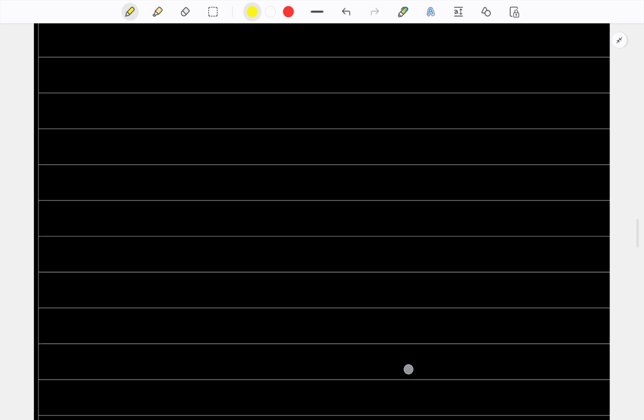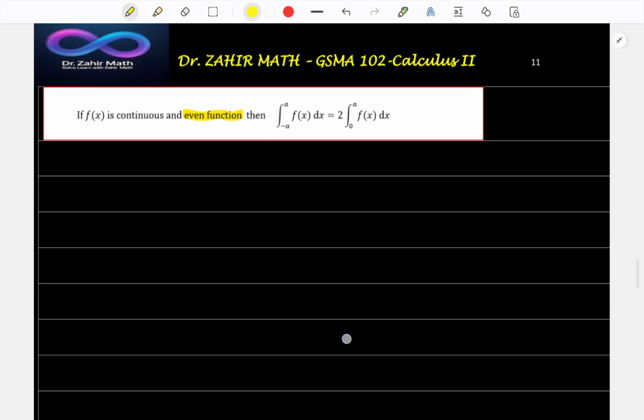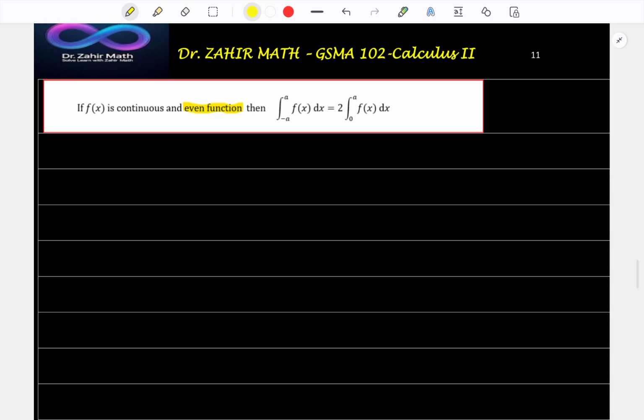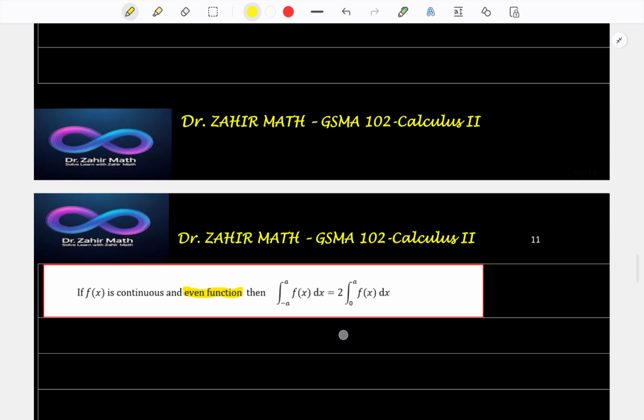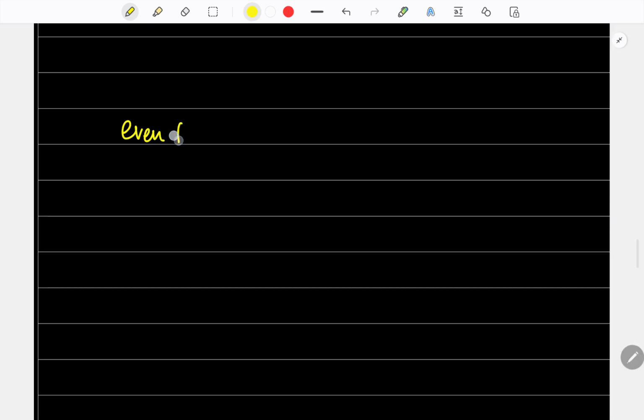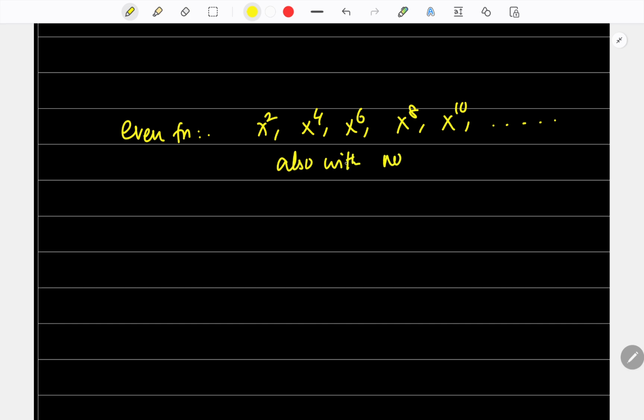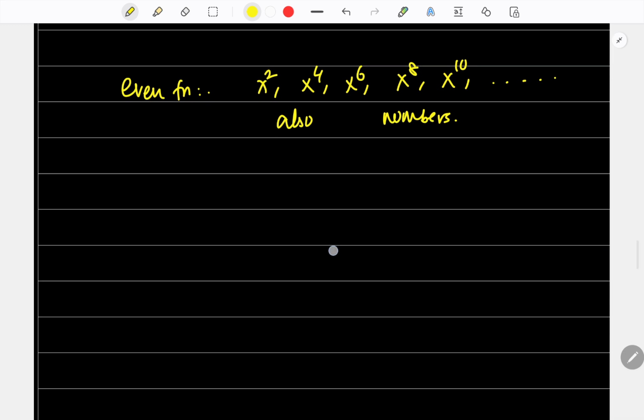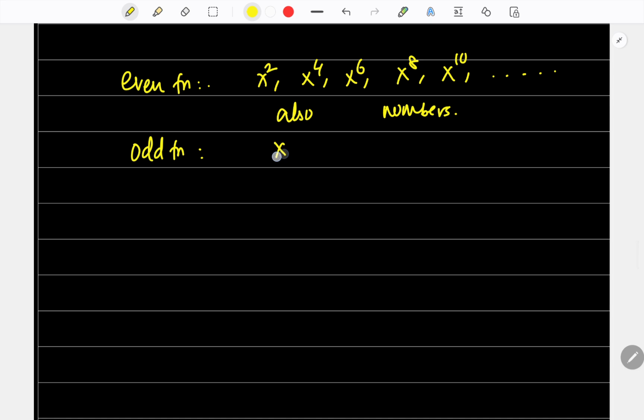Right, let's go to the next idea. The next idea is one property of definite integrals, which deals with even functions and odd functions. Suppose you have an even function. Even functions you know very well: x square, x power 4, x power 6, x power 8, x power 10. Also numbers are considered as even functions, any numbers 1, 2, 3, 4, 5, 6. Odd functions you know very well: x cube, x power 5, x power 7. So these are all odd functions.